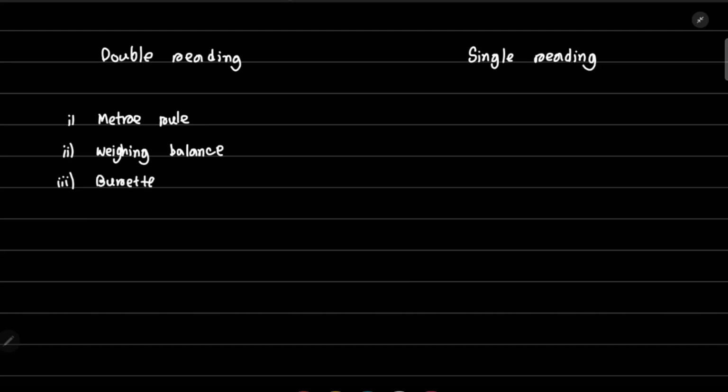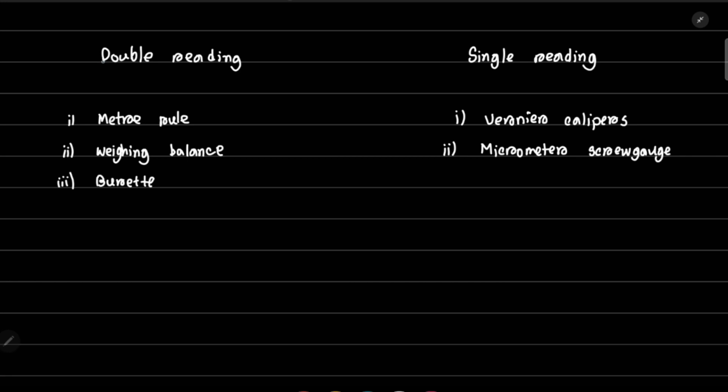These are double reading instruments. Some single reading instruments would be vernier calipers, micrometer screw gauge. Thermometers can either be double reading or single reading.